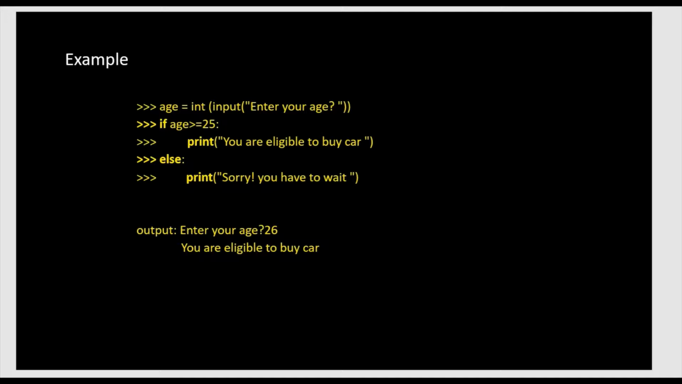If age is greater than or equal to 25, print you are eligible to buy a car, else sorry you have to wait. So if the user gives an age like 40, it means age is greater than 25, then he is eligible. Otherwise, if you give 16, the age is less than 25, so sorry, you have to wait. This is how if else statements work.